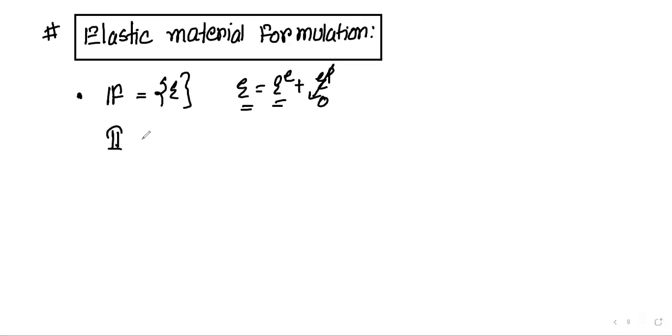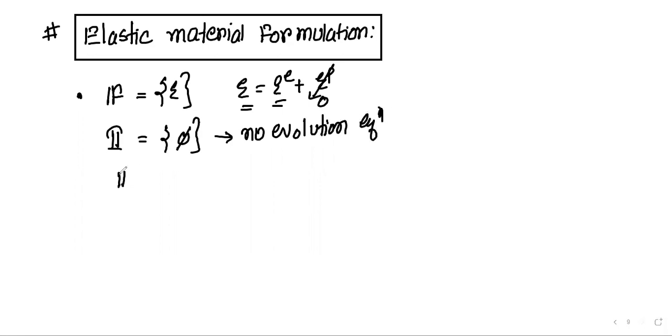Then you have to choose the hidden variable, which is the empty set. There is no evolution equation. So we don't need any hidden variable to model an elastic material. No evolution equation is needed. And the dependent variables are the stress and the free energy, the Helmholtz free energy.